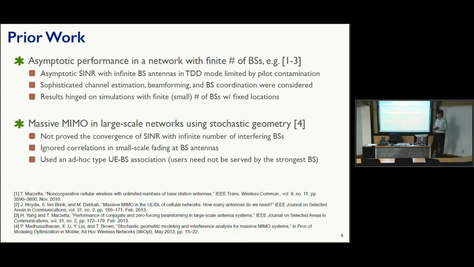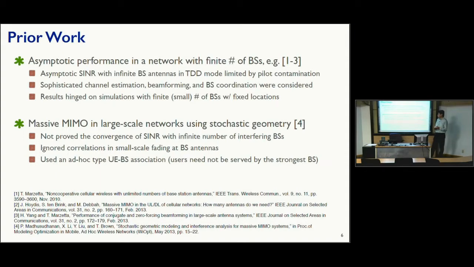And the massive MIMO performance has also been analyzed using stochastic geometry. In this paper, actually, they did not prove the convergence of SINR with a PPP, with Poisson point process distributed base stations, while the proof of the convergence of SINR with an infinite number of base stations is non-trivial.